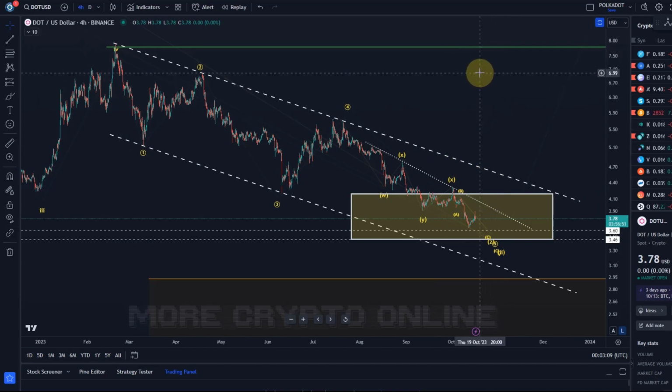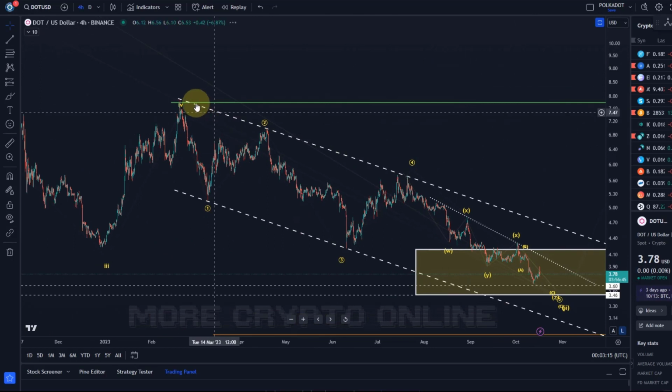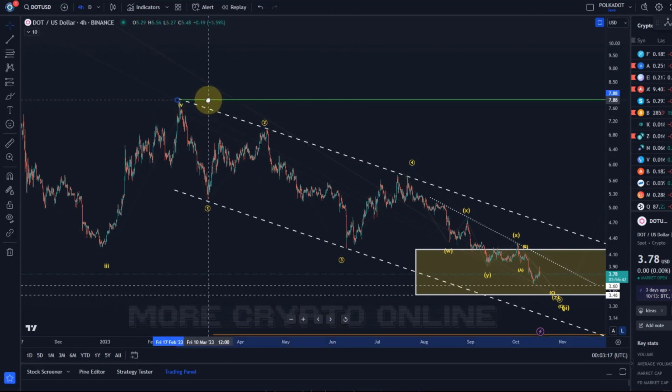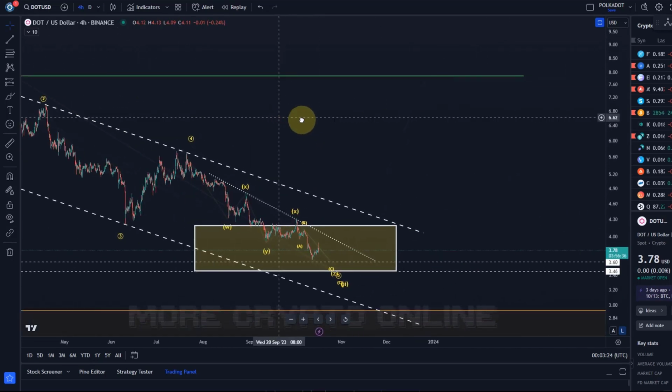$5.75 and $7. So basically these are just resistances that need to be taken out. And essentially a very, very important one is this wave 4 high, which is at around $7.90. The high that was made in February.